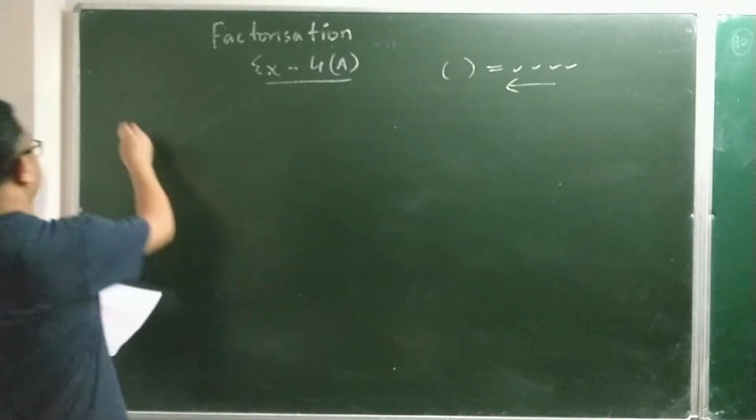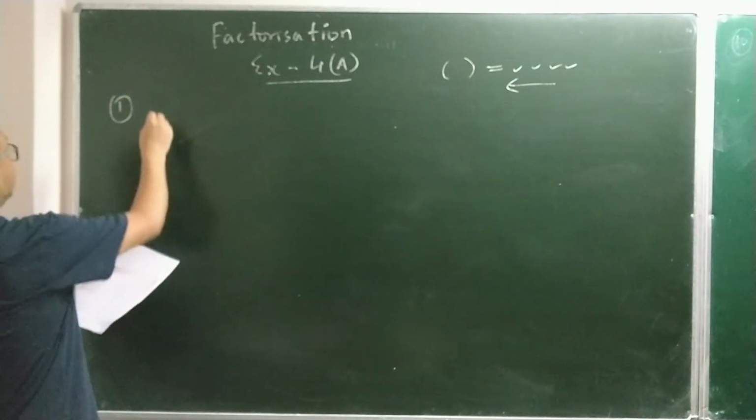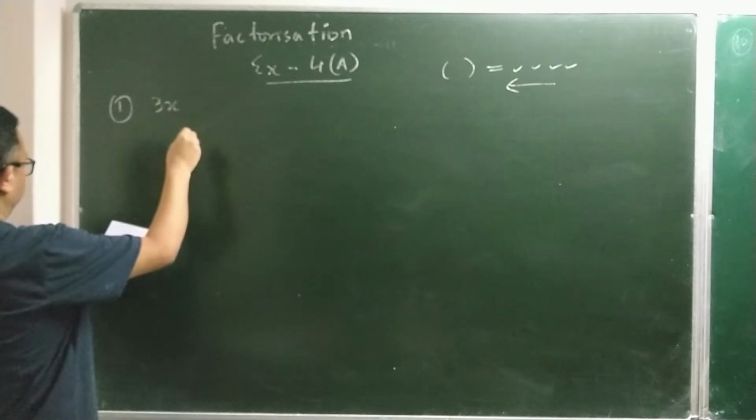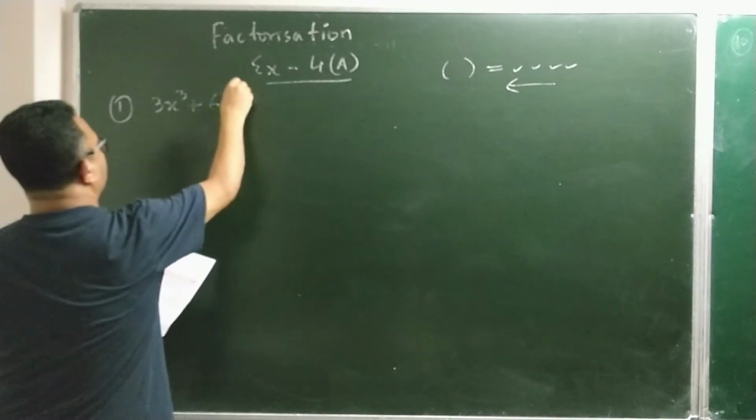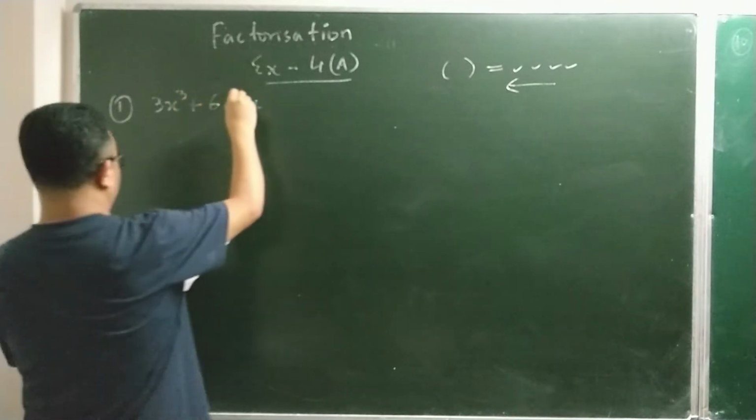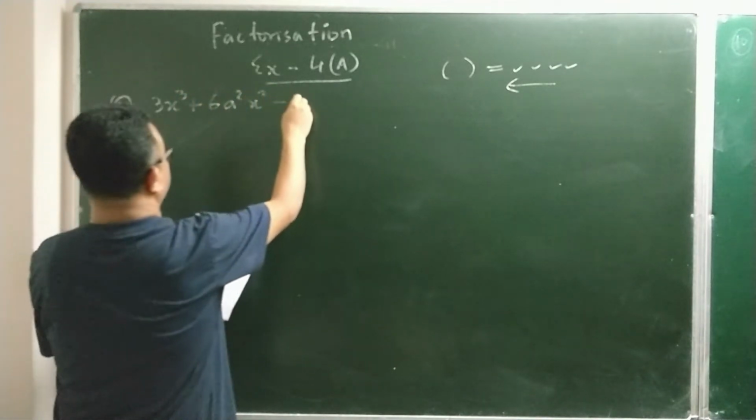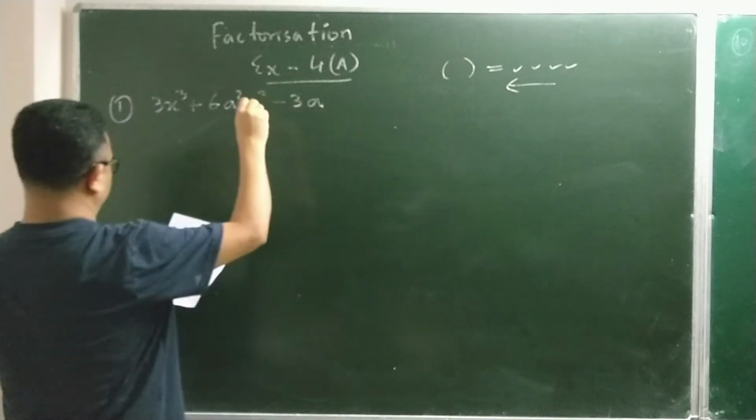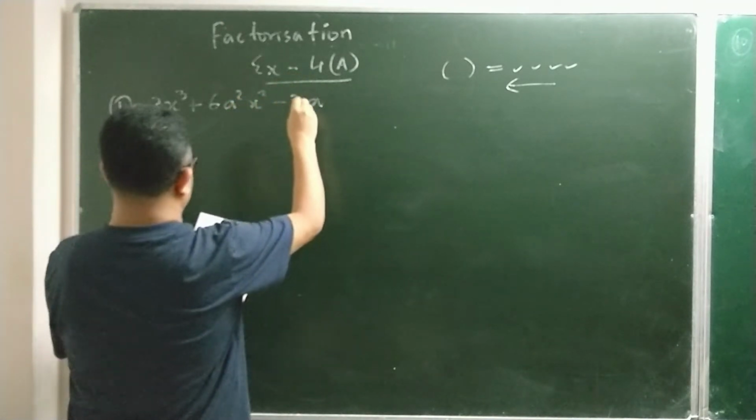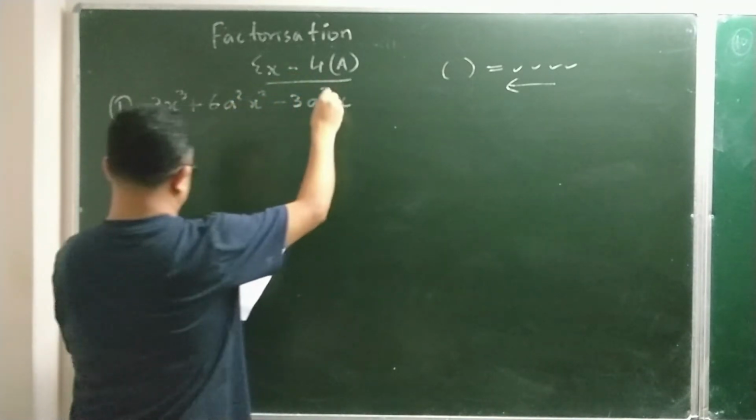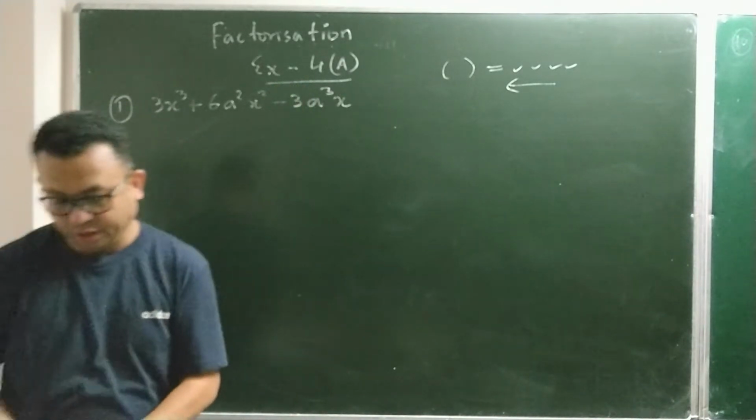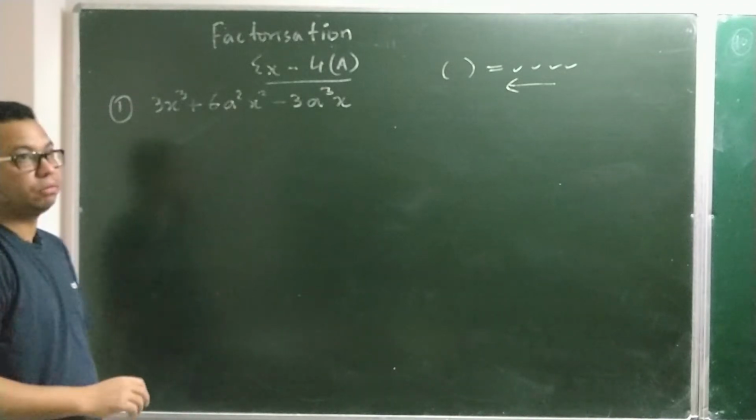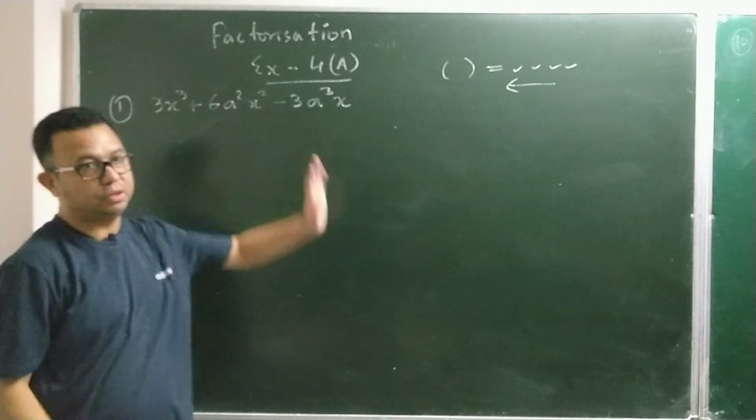Now let us say number 1: 3x cube plus 6a square x square minus 3a cube x. Alright, now since they are telling you to take out common factors and factorize, I'll see the common factor in all the 3.